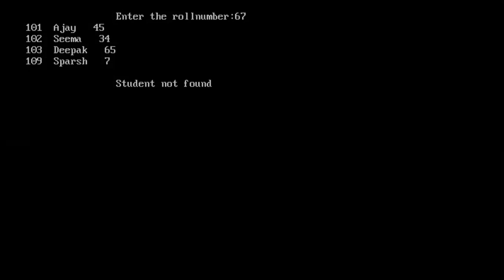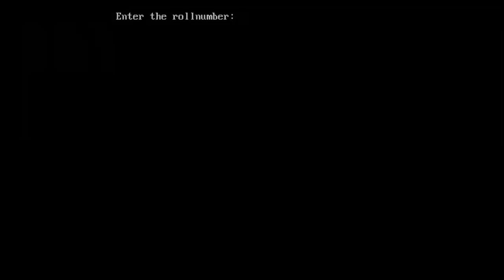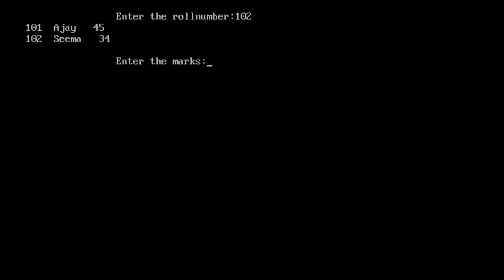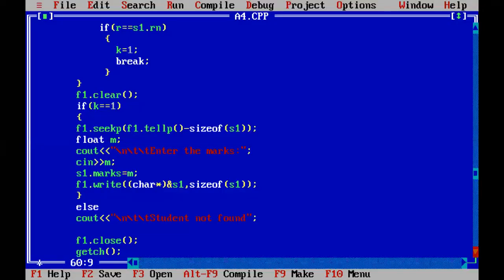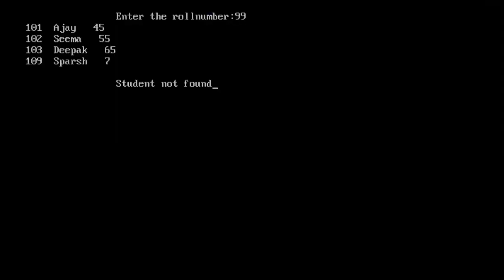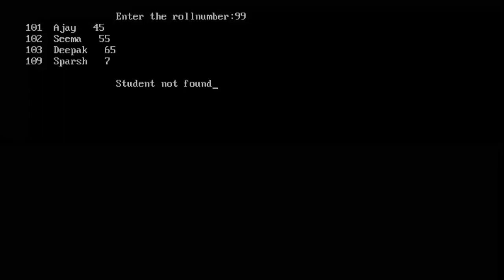So Seema's marks are 34, and let's change them now. Let's change it to 55. I'll be entering the roll number 102. I'm running this code, 102. So the records are displayed, obviously two records, and then you can add 55 here. And the marks, let's suppose they have been updated. Let's run the program again and write some roll number here. You can see the marks of Seema have been updated to 55. And obviously if you enter a roll number which is not there, it will say student not found.